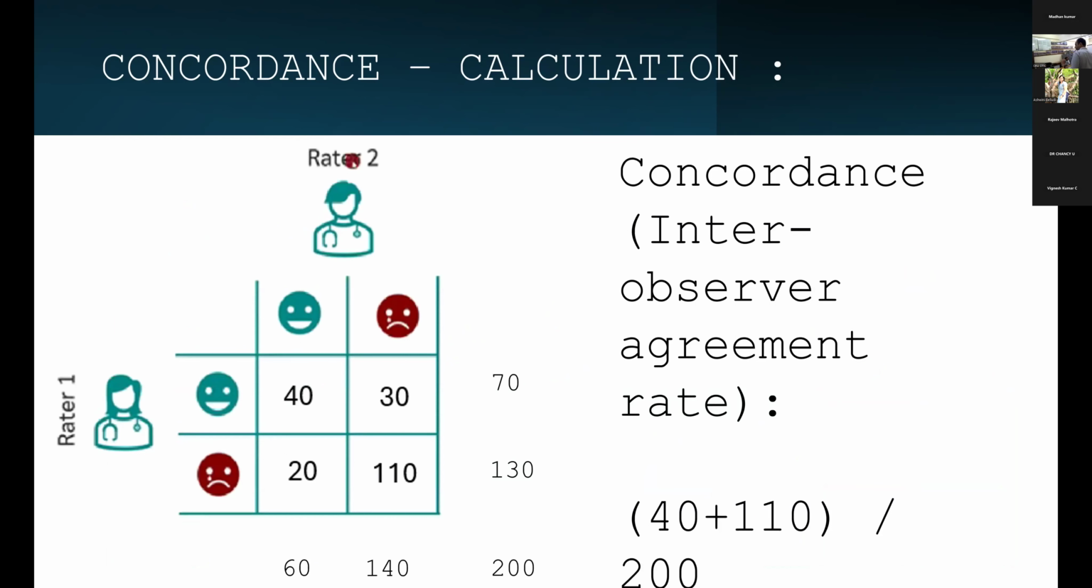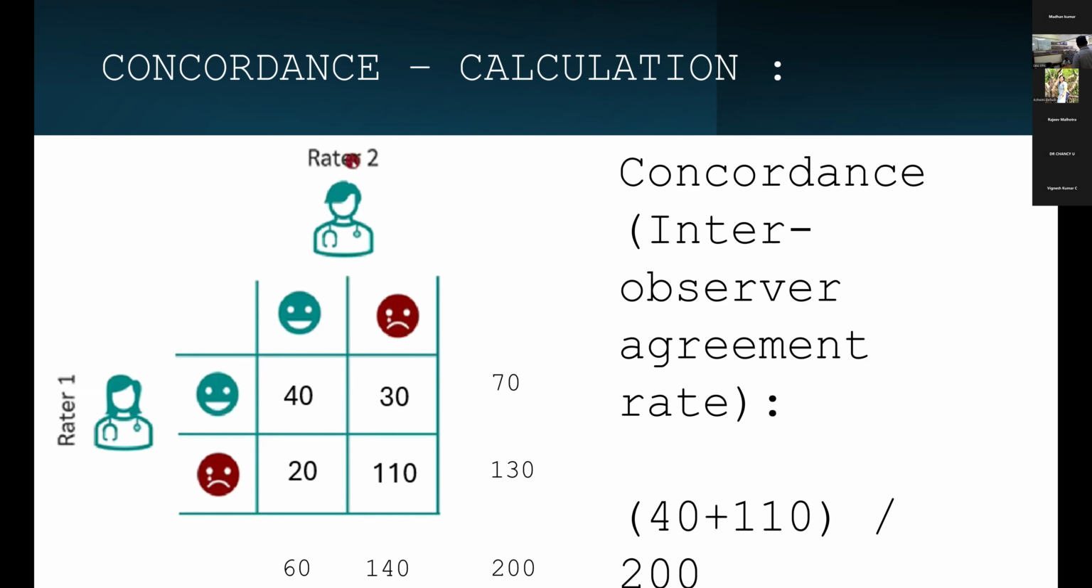Basically, this 40 over here in the top right corner is where both the raters agree that the patients are depressed. And similarly, the bottom right corner, the 110, is where both agree again. Together, that diagonal is where we get the concordance, where both the raters agree that the patients are either depressed or not depressed. So 40 plus 110 is 150 out of 200, which gives you a concordance of 75%.